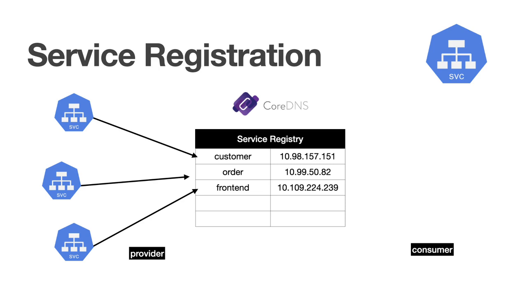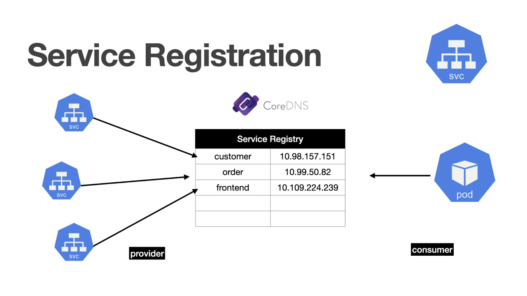Remember, we talked about controllers and watch loops. Anytime there is a change on our services, we get an entry in our service registry. Then on the other side, the consumer, so a pod or an application, can consume whatever data or API the service exposes by just using the name. So we should never really be using IP addresses.